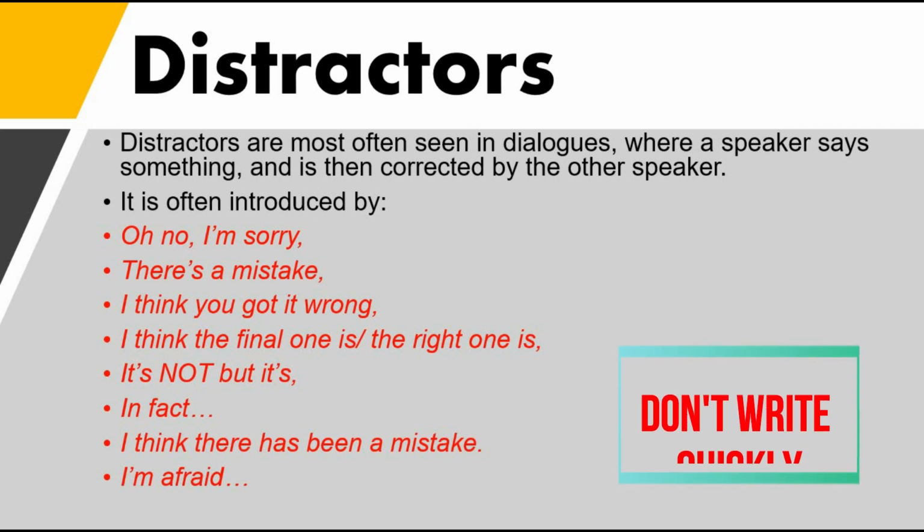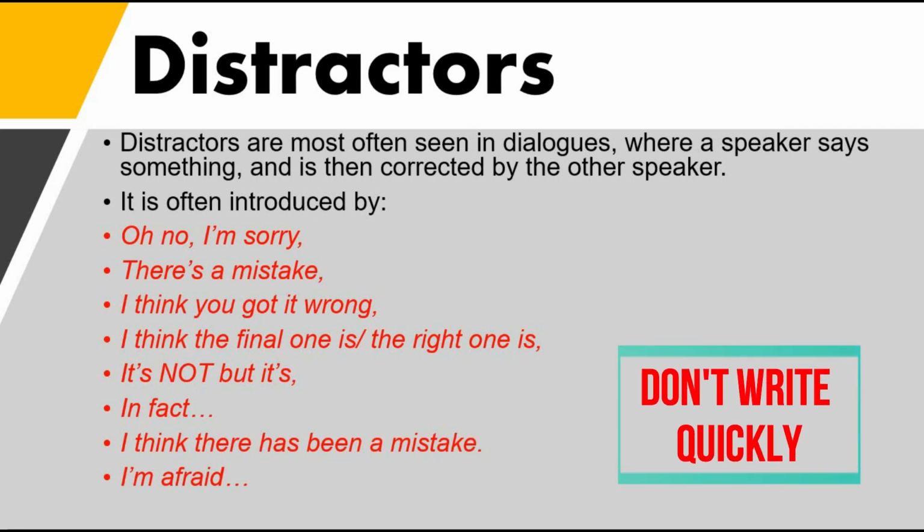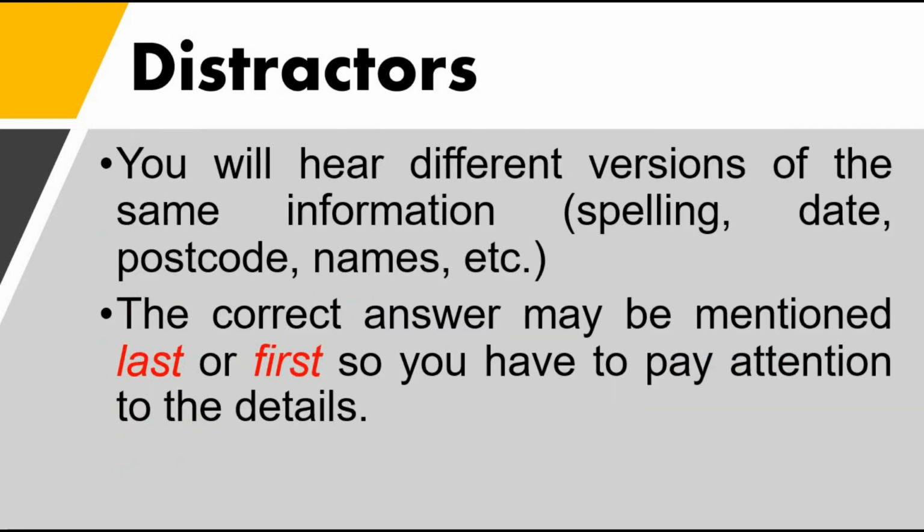So don't be too quick in writing the answer. You have to listen carefully because the correct answer might be mentioned later on and not the first one which you thought was the answer. You will hear different versions of the same information, let's say spelling, or date, or postcode, or names. As you know, a postcode has letters and numbers, or just numbers, and there is spelling of names or places, addresses, buildings, etc. The correct answer may be mentioned last or first, so you have to pay attention to the details.